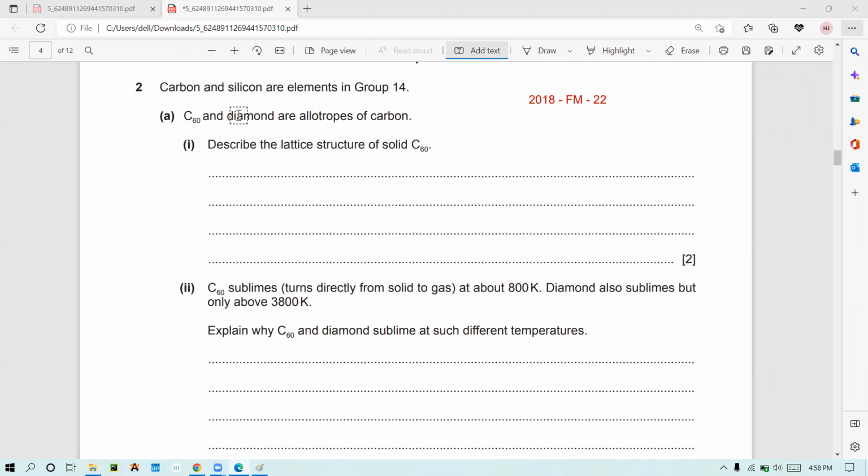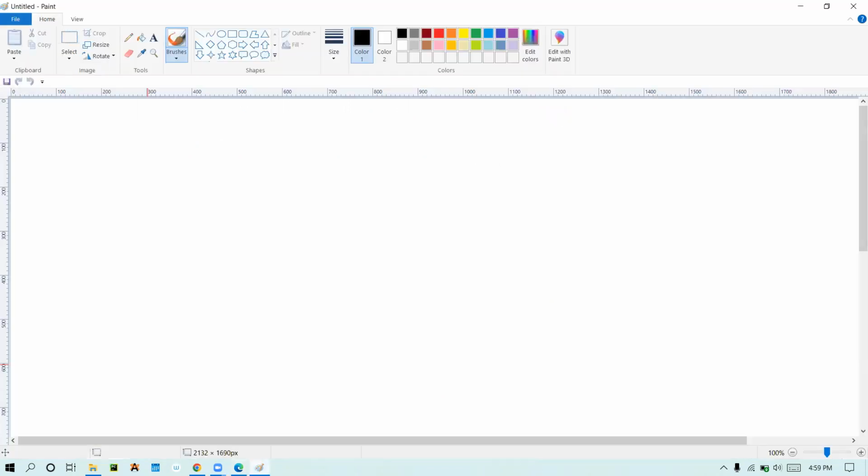C60 and diamond are allotropes of carbon. They use the lattice structure of solid carbon 60. Now, because this question is about allotropes of carbon, I want to talk about what allotropes are. I will first have a discussion on them. What are allotropes first?